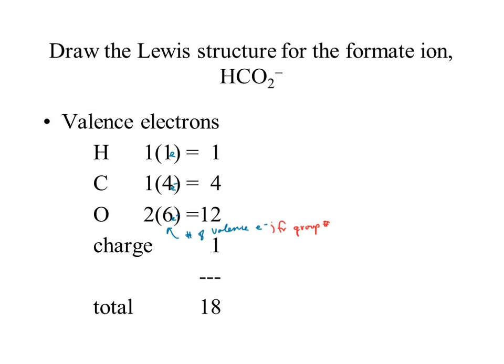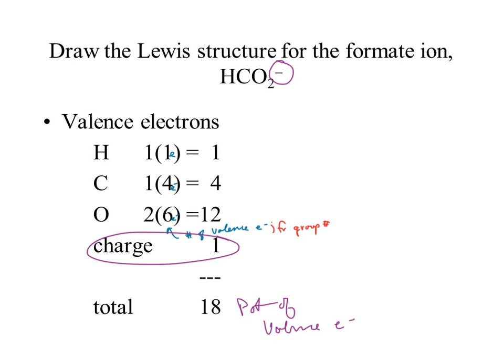Now, the fact that it has a -1 charge means it has 1 extra electron. If it was a positive polyatomic cation, you'd have to take 1 electron away. If it was a -2, what would you do? Add 2 electrons, exactly. Okay, so this is our pot of valence electrons, and they need to find homes on your final Lewis structure.